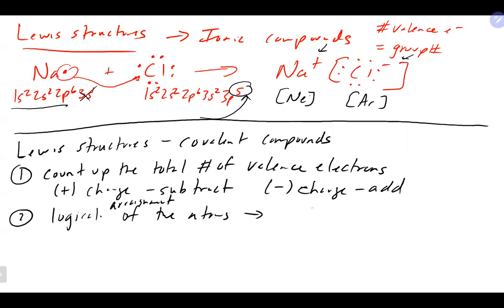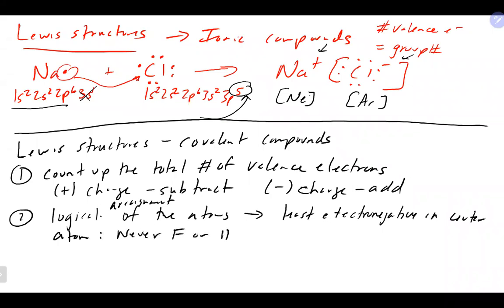Remember that typically speaking, it is the least electronegative atom in the center. We never find fluorine or hydrogen in the center. Again, that is because hydrogen should only have 2 electrons, and if you put it in the center, it's probably going to have more. And fluorine being the most electronegative, it does not go in the center, so it should usually go on the outside.